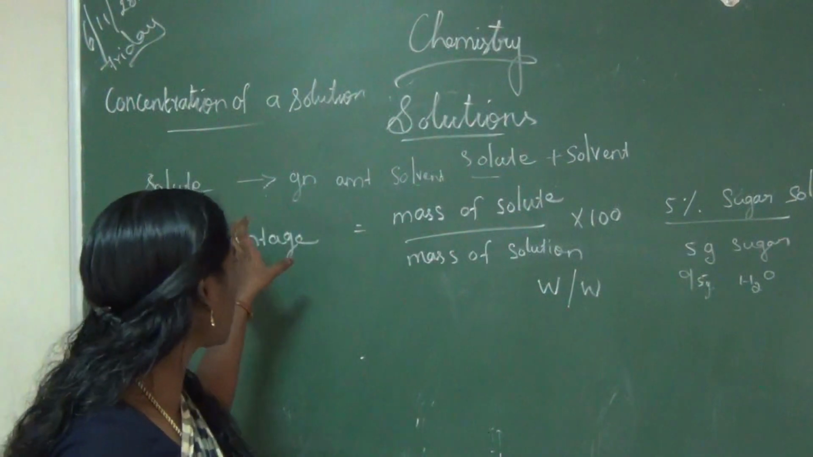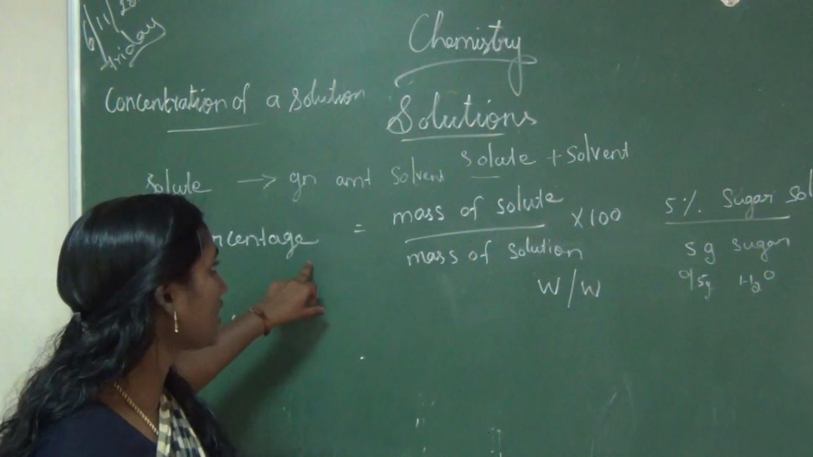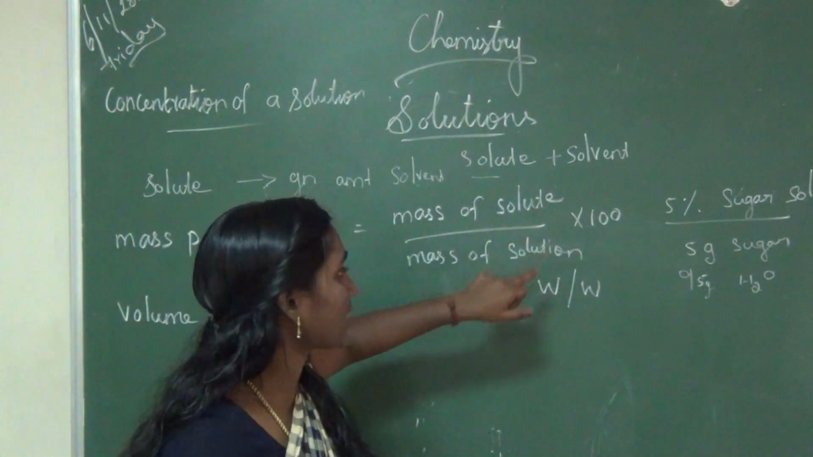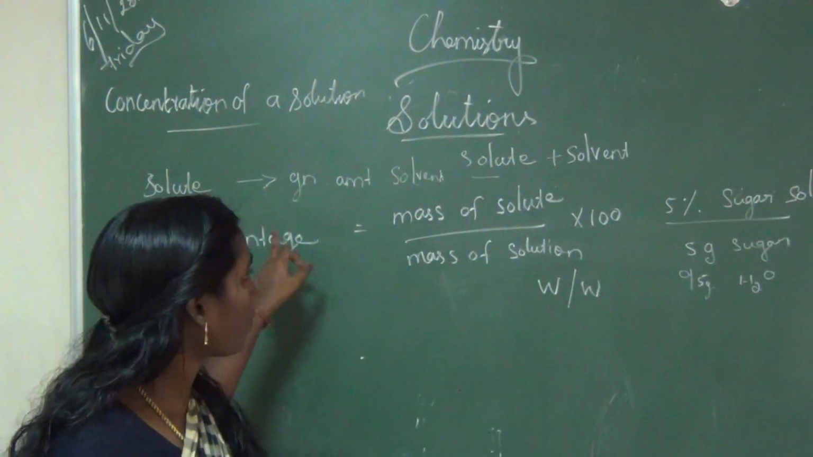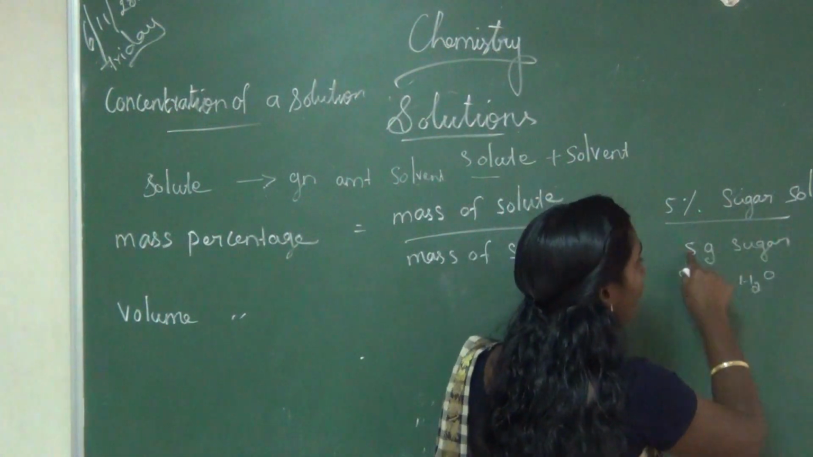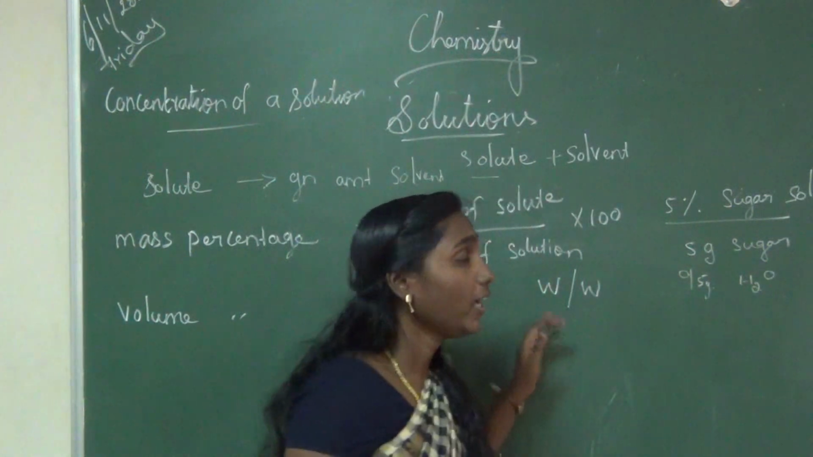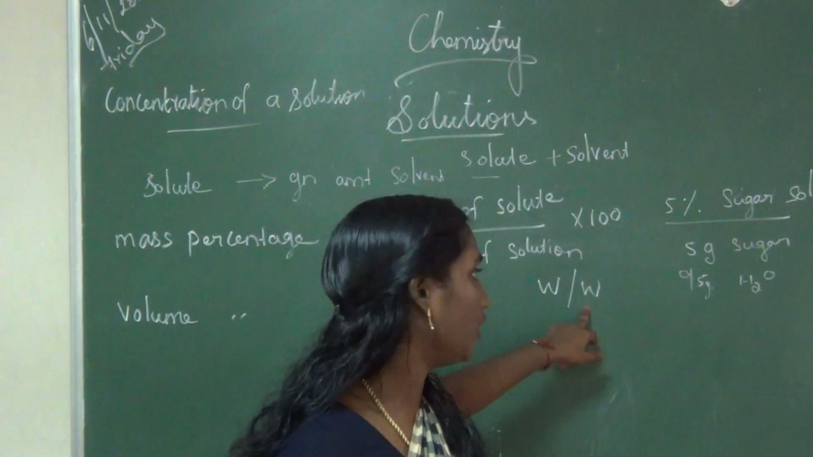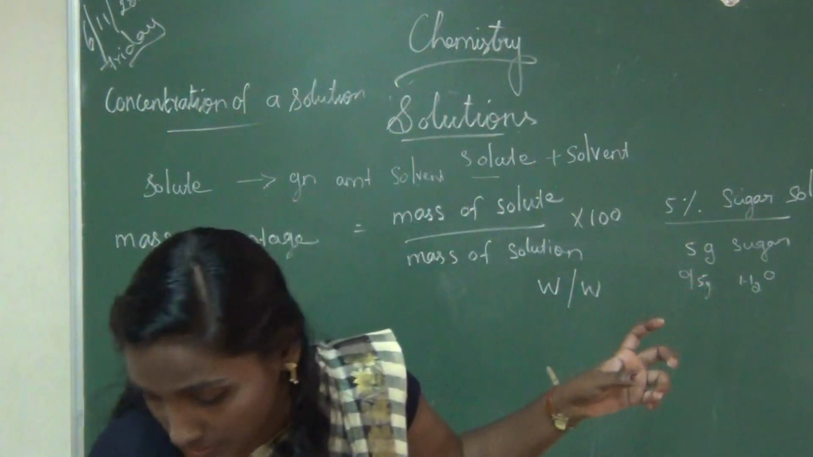Have you understood this mass percentage? So what is the definition? Mass percentage of a solution is defined as the percentage of mass of the solute present in a given mass of solution. Example: 5% sugar solution contains 5 gram of sugar and 95 gram of water. It is expressed in terms of W by W. It is independent of temperature. Underline it. This is one more question.